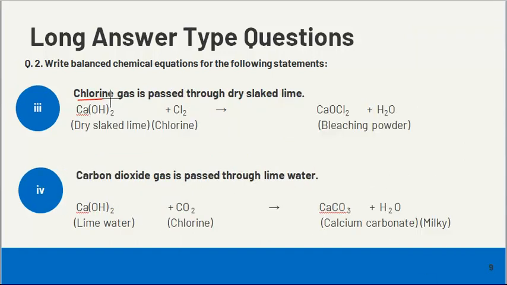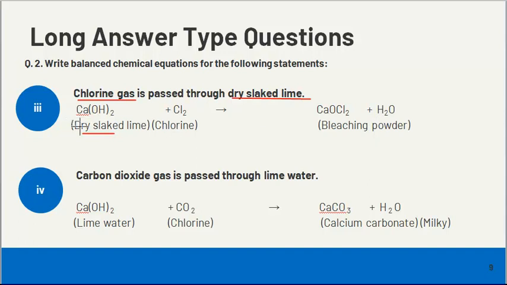Next, chlorine gas is passed through dry slaked lime. So dry slaked lime is calcium hydroxide, and when chlorine gas is passed, it forms bleaching powder, that is calcium hypochlorite, and water is formed.